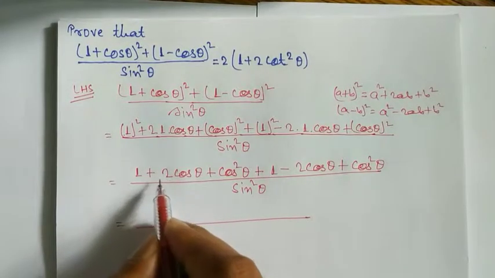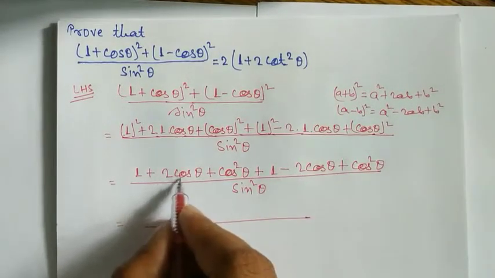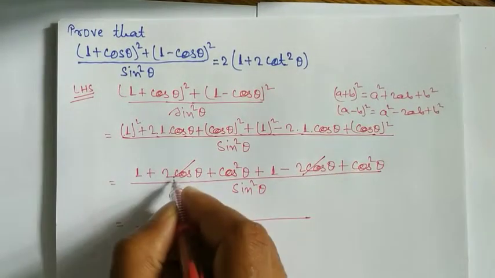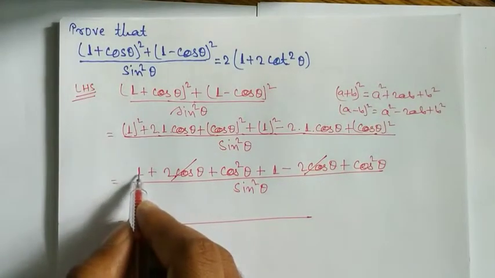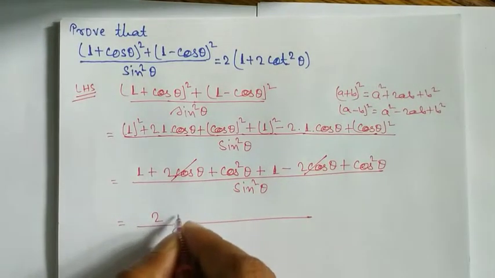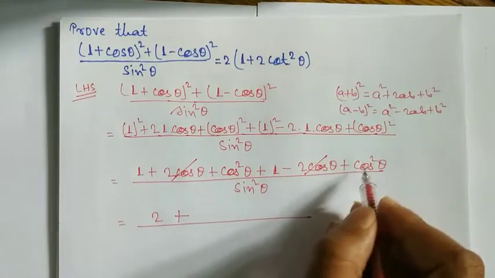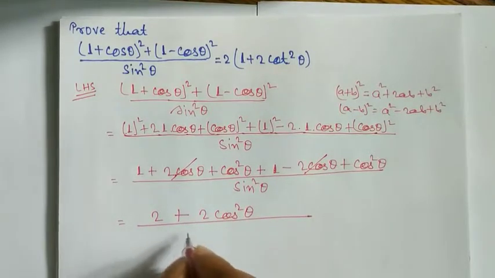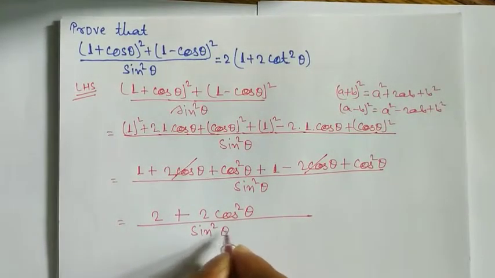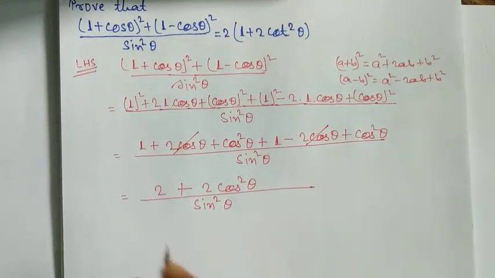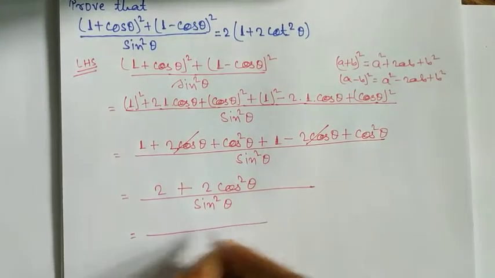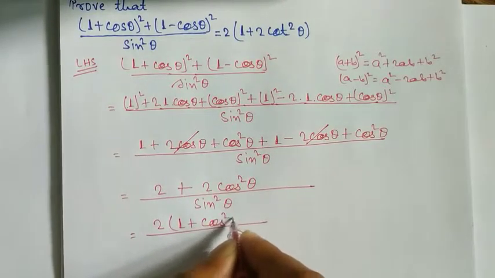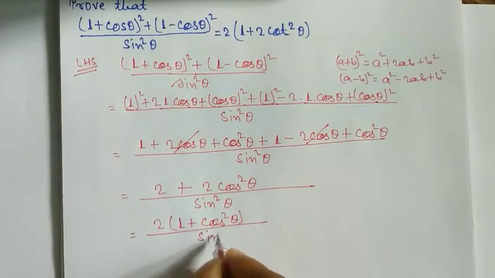Okay, now look at here. Plus 2 cos theta here, minus 2 cos theta here. Opposite sign, so we can cancel. Now 1 plus 1, 2, plus cos square theta plus cos square theta, 2 cos square theta, by sin square theta. Now what is common here? 2 is common. Take 2 common. What is remaining? 1 plus cos square theta by sin square theta.